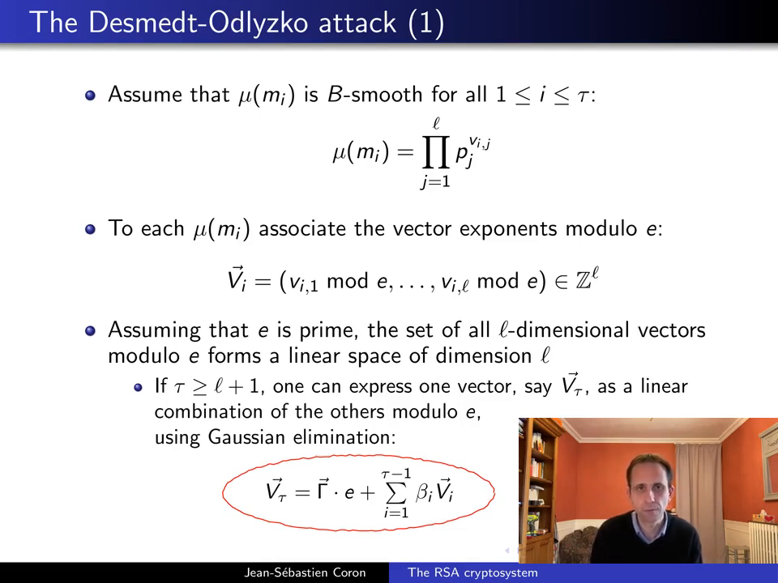So if we write this in terms of vectors, we have that the vector v tau is a linear combination of the vectors vi, the sum for i equals 1 to tau minus 1 of beta i vi. And since we are working modulo e, we get plus a vector gamma times e, where gamma is a vector of integers.